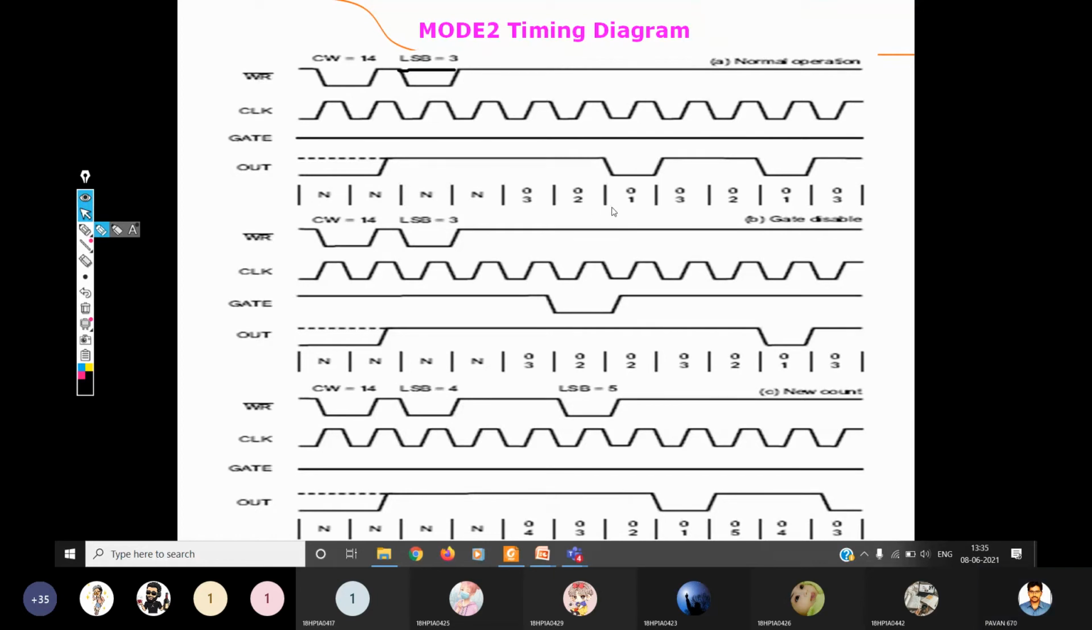3, 2, 1. But here, if you observe carefully, initially the out signal is high, and at the count value of 1, the out signal is low. At the count value of 1, every time, it is low. Why? Because before the counter reaches the terminal count, one value before, the out signal goes low for one clock cycle. Okay, before reaching the terminal count.